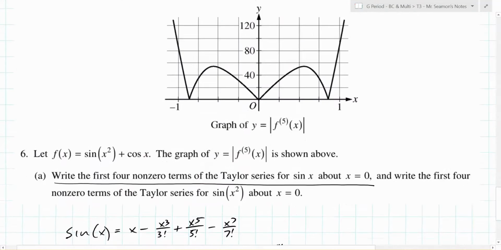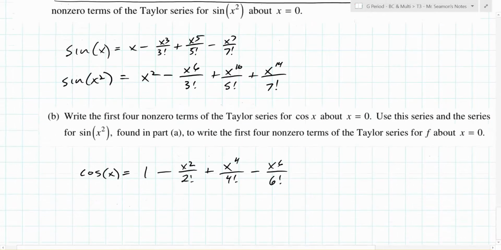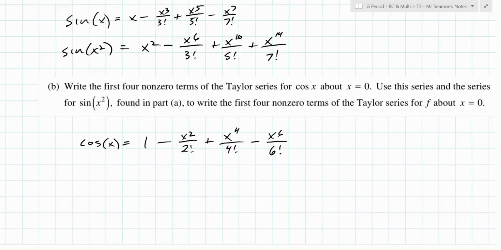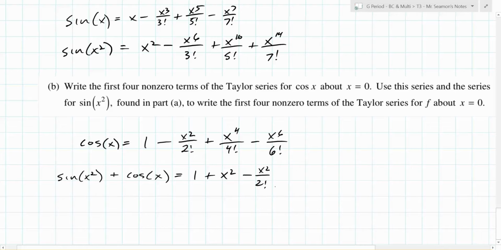So what was f here? f was, oh look, you add them together, right? So you're doing sine of x squared plus cosine of x. So what are you going to end up with? 1 plus x squared minus x squared over 2 factorial, right? Plus x to the 4th over 4 factorial. I'm just going up the powers here.